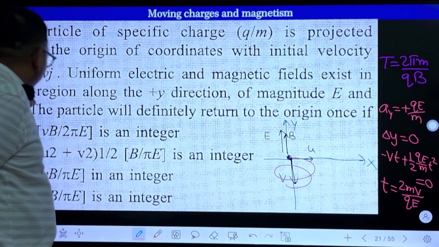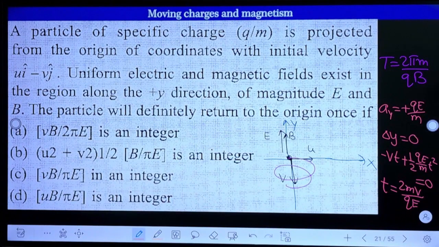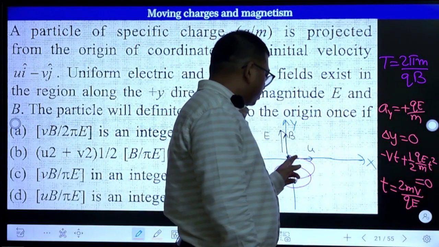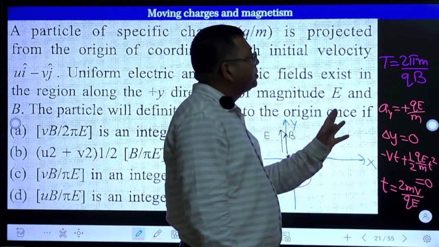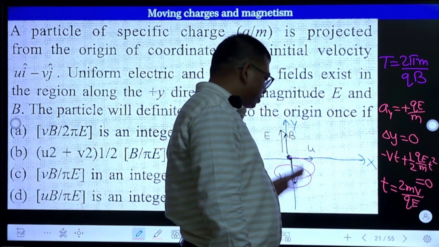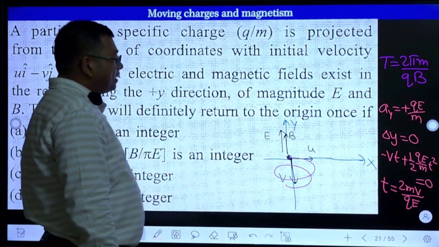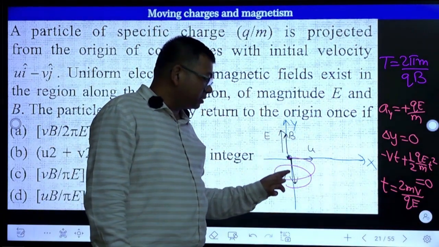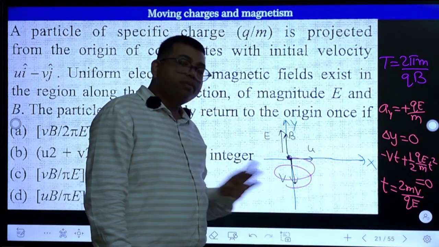Now the question is, this is an integer: (u square plus v square) to the half, times B, by pi E is an integer. That means they are talking about speed. Let us say this is the time they are talking about. Note that the time period is the time for one cycle. Suppose it goes some cycles and then stops. If it stops, then what happens? Because in this direction it is going along the radius, and then it stops somewhere.